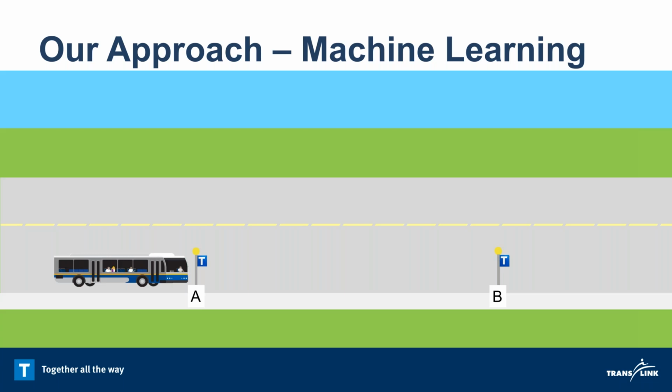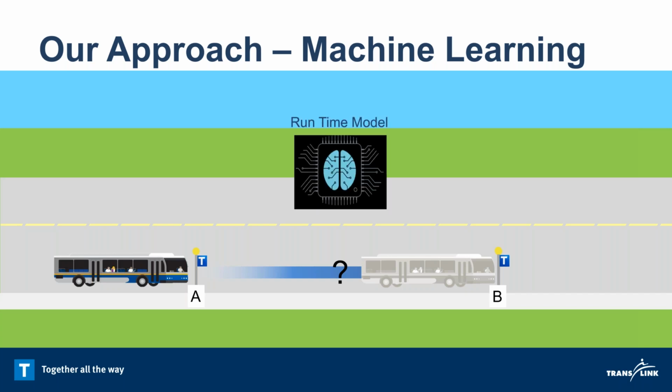So we broke down the problem into the simplest components. We wanted to know the time it would take for a bus to get from stop A to stop B. So we'll call this a segment. How long is it going to take to traverse this segment? We will call this length of time the runtime and approximate it with a runtime model.